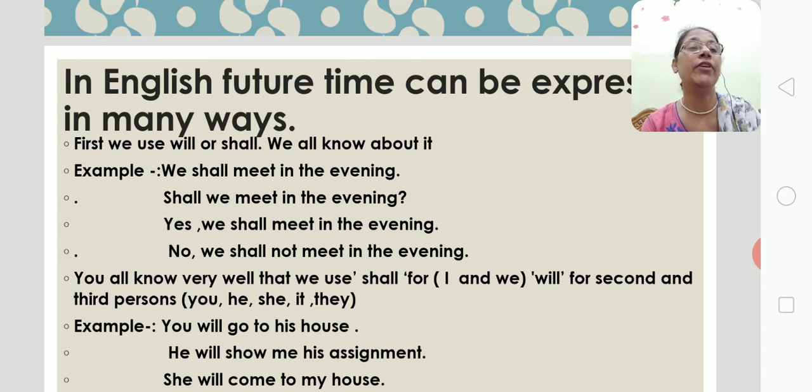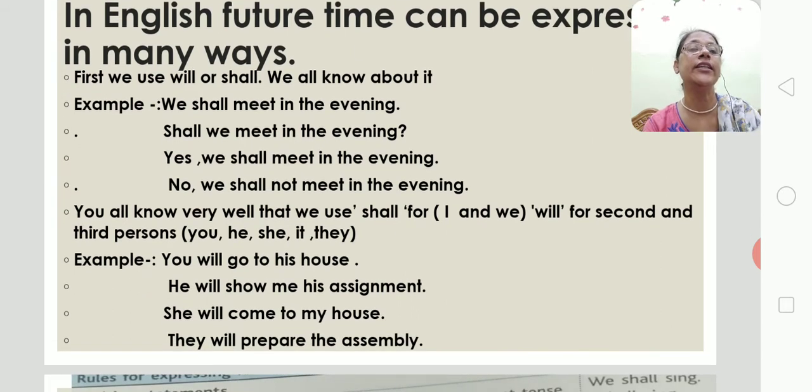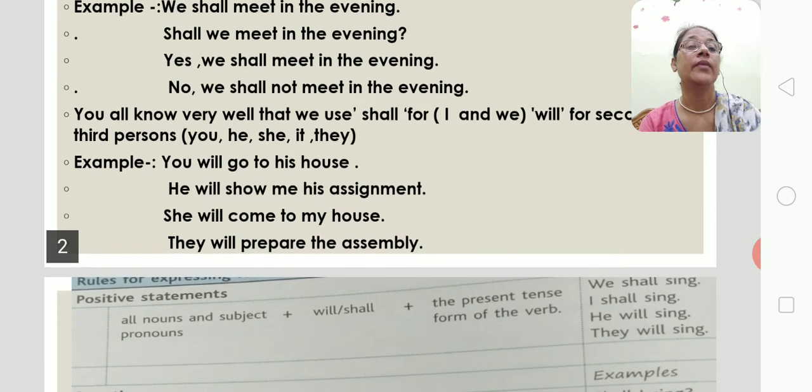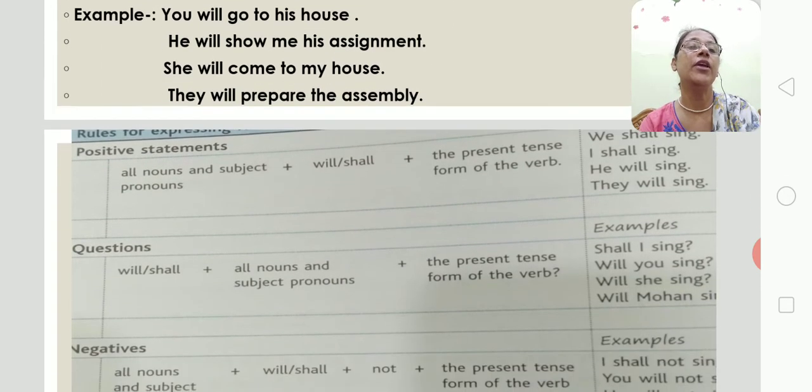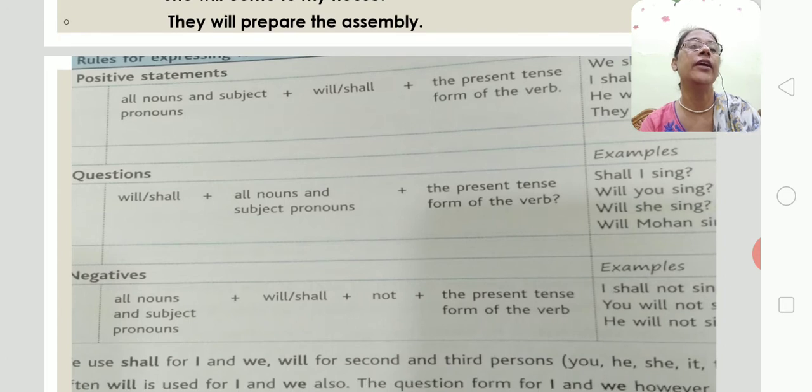Now, I have made some examples with all these. Let us see how. You will go to his house. He will show me his assignment. She will come to my house. They will prepare the assembly. Okay. Now, here are the rules of the same thing which you were doing in the class.